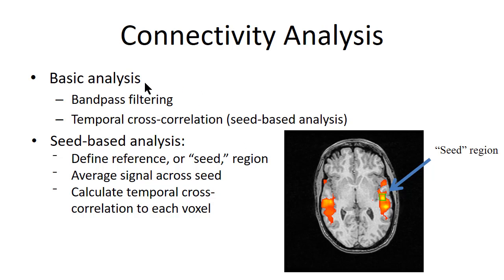Now, traditionally, the analysis strategies that were employed when this was originally observed consisted basically of just doing bandpass filtering and a temporal cross correlation. This is referred to as a seed-based analysis technique, where you define a specific seed region and then just look at the most highly correlated regions across the brain, as shown here in the bilateral auditory cortex.